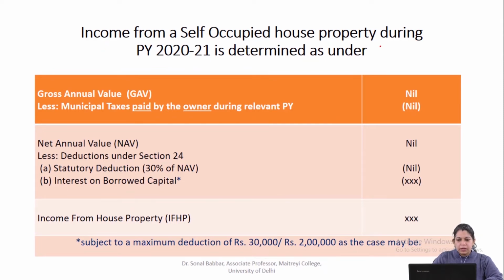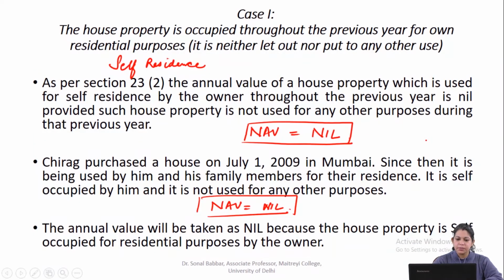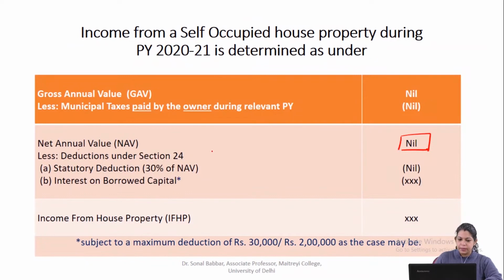Income from a self-occupied house property during previous year 2021 is to be determined in the following manner. Gross annual value will be nil. Municipal taxes which are paid by the owner during the relevant previous year, no deduction is available, therefore it is also nil. Net annual value is nil. As we stated, as per section 23 subsection 2, the annual value of a house property which is used for self-residence by the owner throughout the previous year is nil. By that we mean NAV is nil. So as a result, the upper 2 values also go nil.